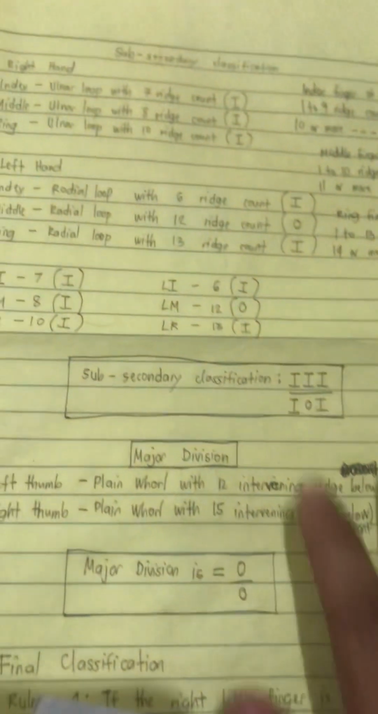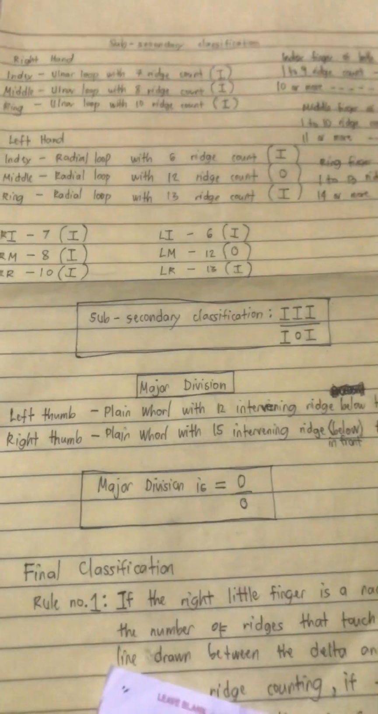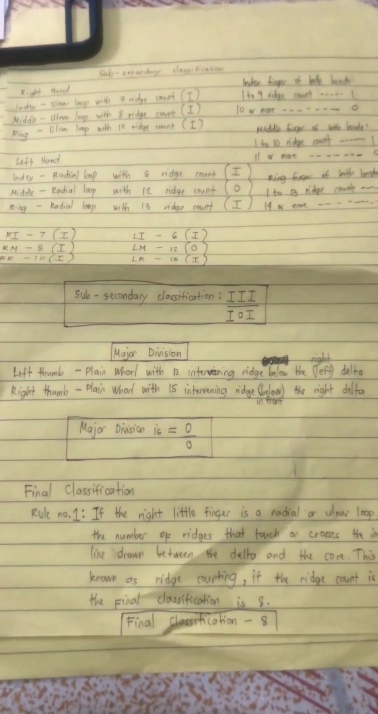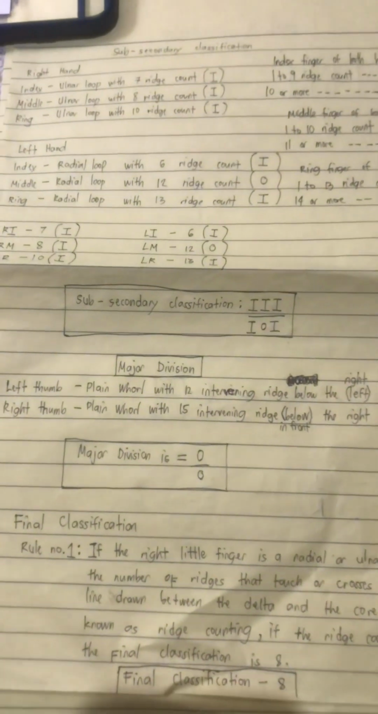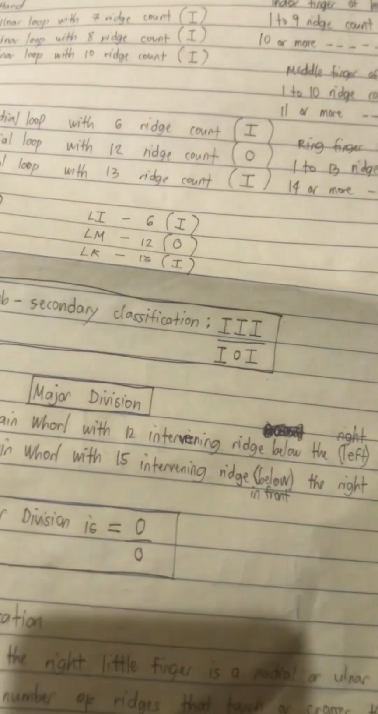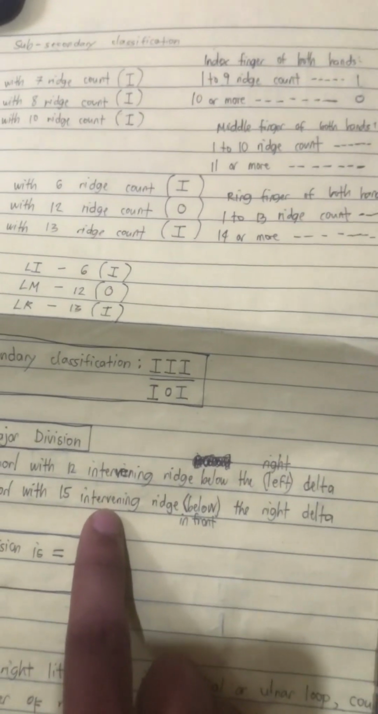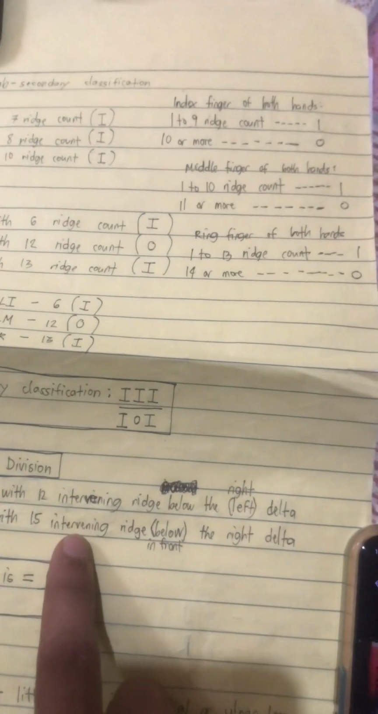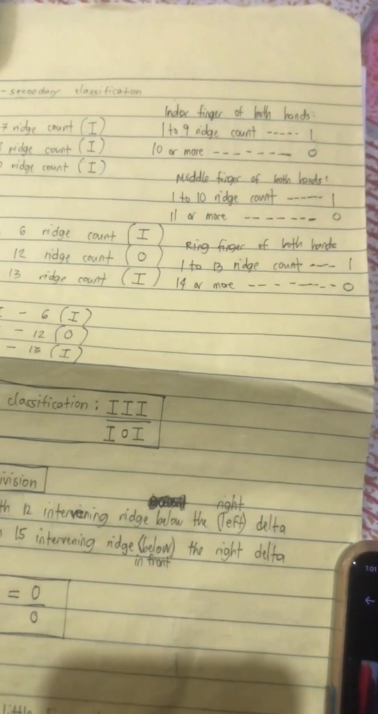Next is the major division. So now we will have to proceed to the major division. So what to focus on? This division is derived from ridge count and whorl trace of both thumbs. It is reflected at the left side of the primary classification.